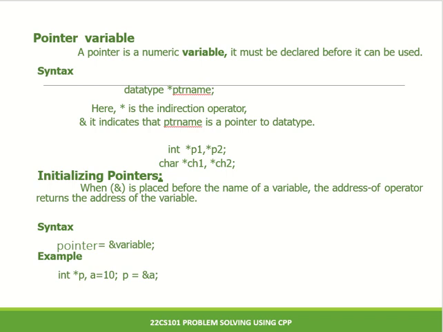The next thing is about how to initialize the pointer. The ampersand symbol is used to initialize the pointer variable. Here the syntax is pointer equal to ampersand variable. We can see one example: int *p, then I am initializing a variable a as 10, and now I am using p = &a. Pointer equals ampersand variable, that is the syntax. So the address of a is assigned to the pointer variable p.